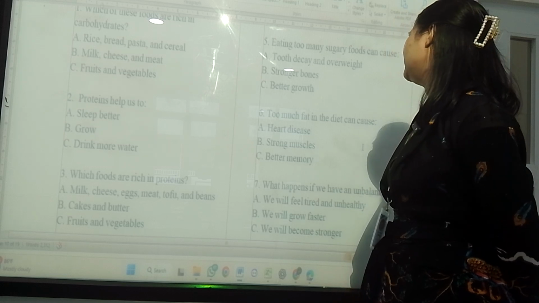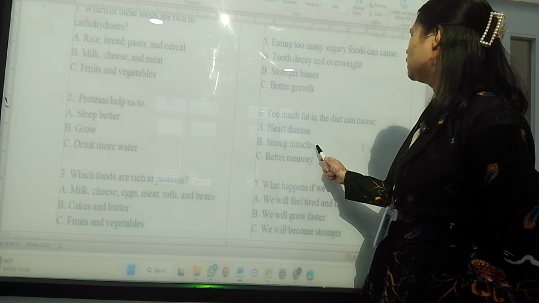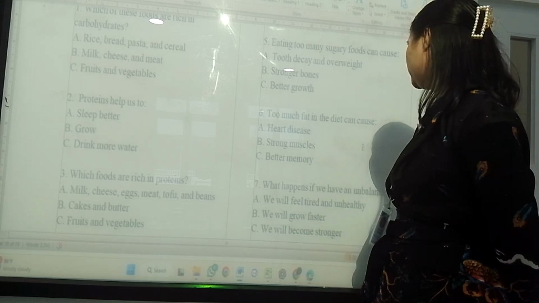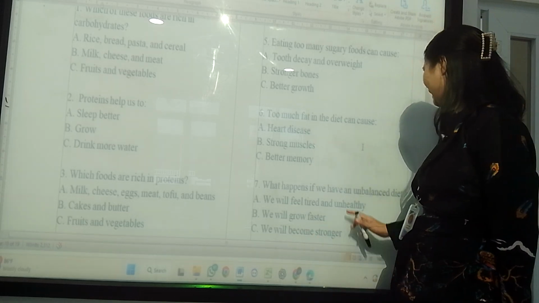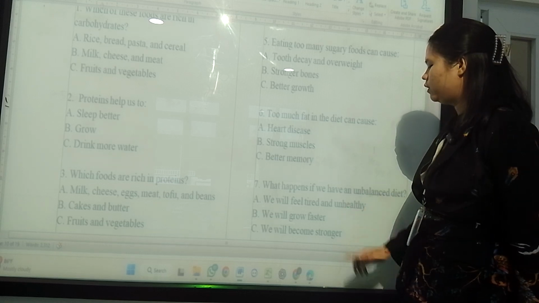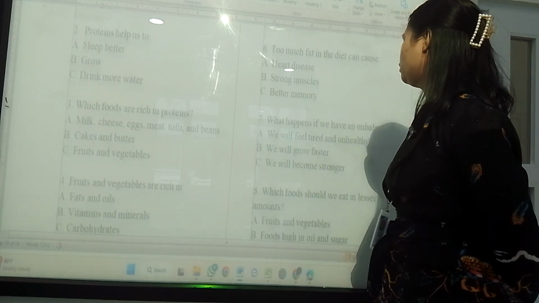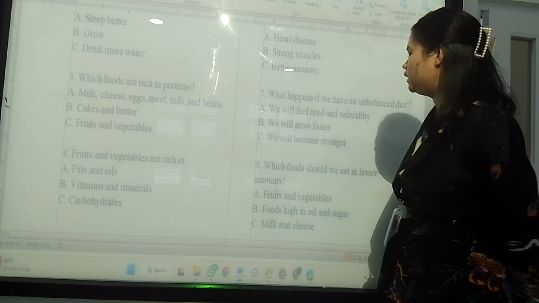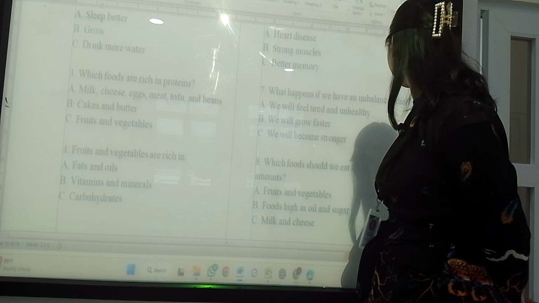Number 6, too much fat in the diet can cause heart disease. Number 7, what happens if we have an unbalanced diet? A, we will feel tired and unhealthy. Which food should we eat in lesser amounts? It's B, foods high in oil and sugar.